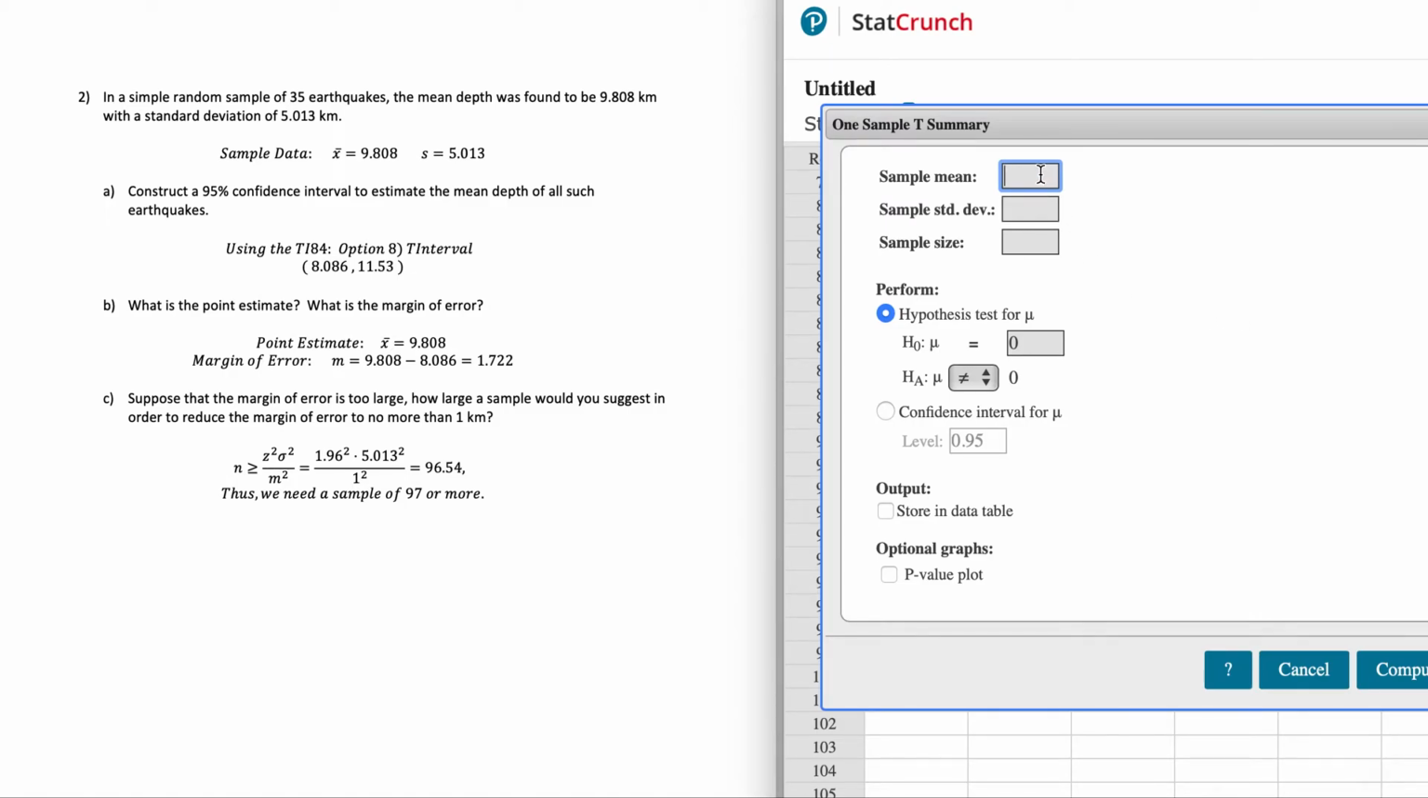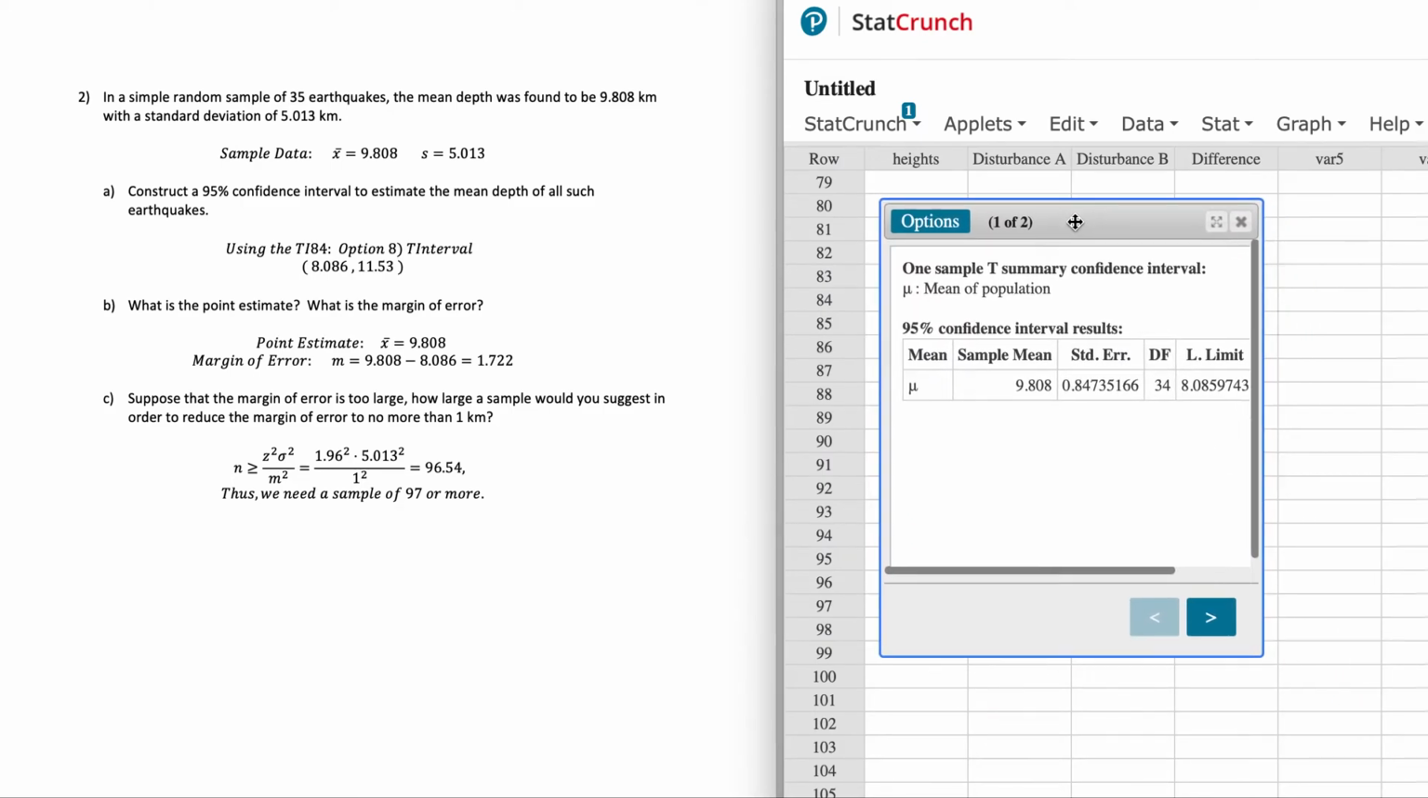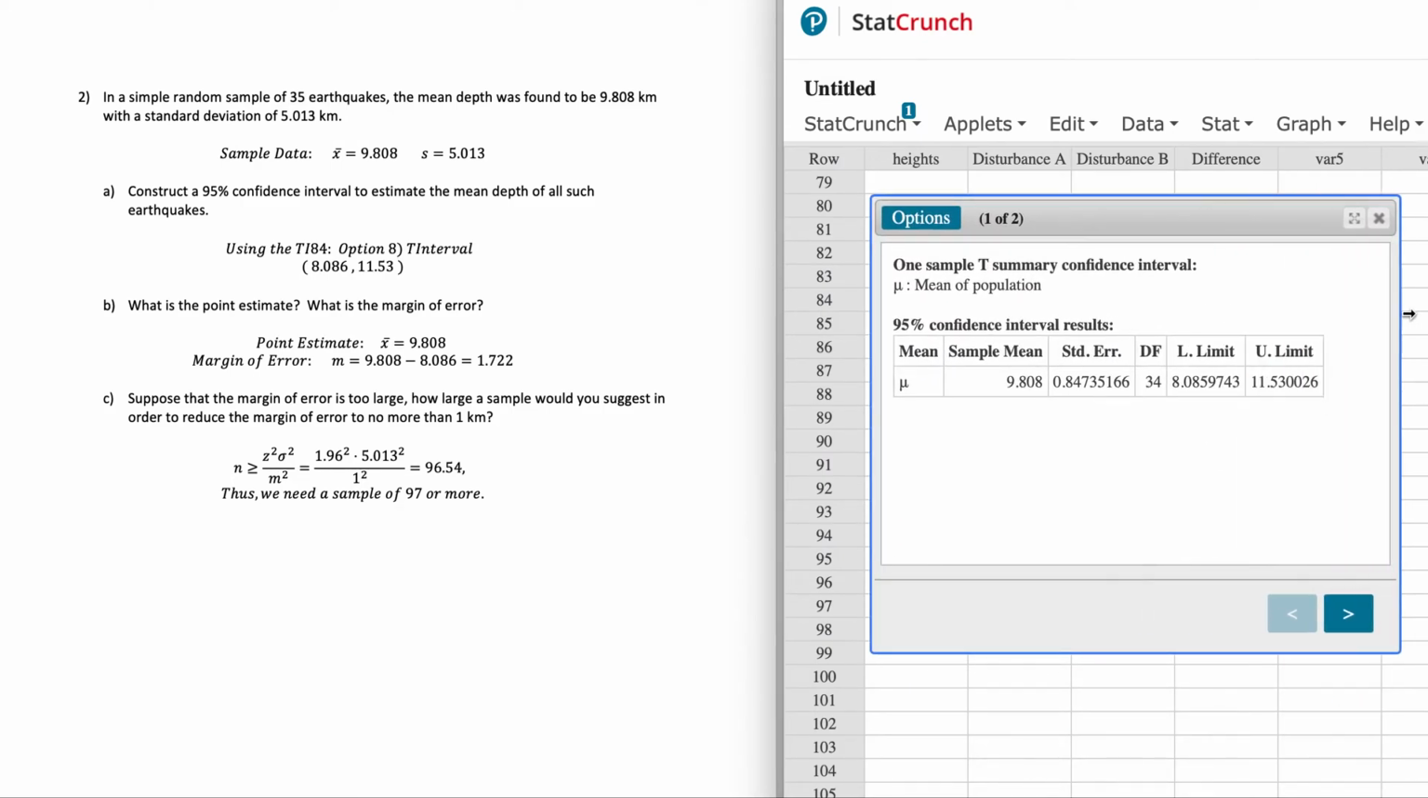So here, the sample mean was 9.808. The sample standard deviation was 5.013. The sample size, we had 35 earthquakes. Here we're constructing a confidence interval at 95%, and I can plot the interval, press compute, and here I have a small window that includes both the lower limit and upper limit for my confidence interval. So there's my 95% confidence interval.